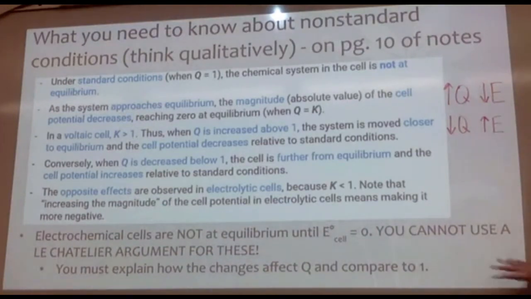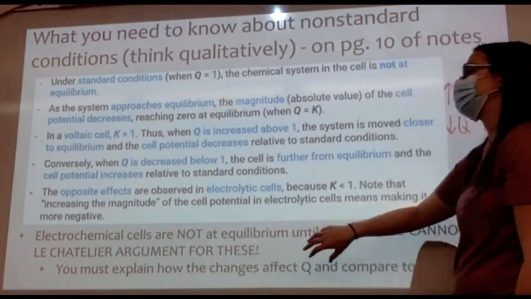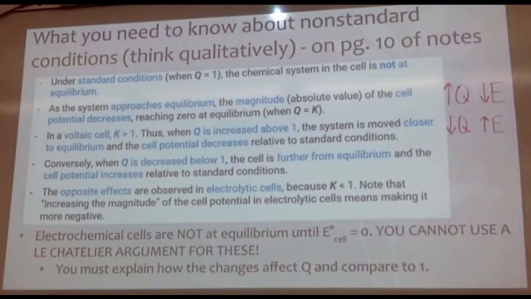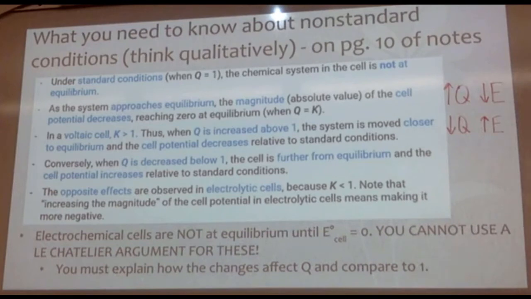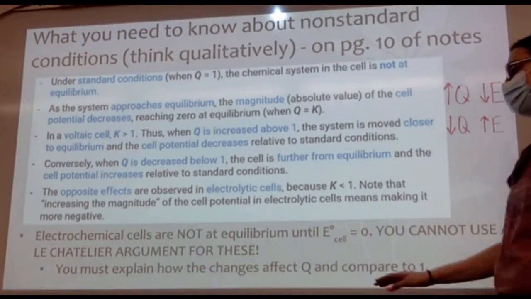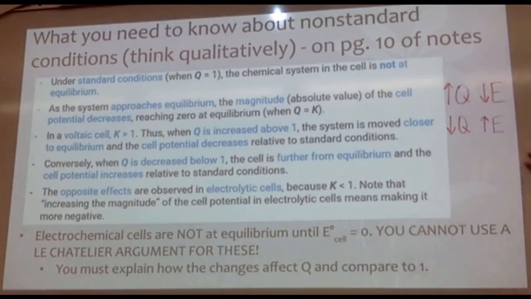Now here's something that is so important, because this is where we see most commonly missed points for questions like this. Electrochemical cells are not at equilibrium until cell potential is 0. So if you're talking about Q, you cannot use Q versus K with, oh, the reaction's going to shift to the left or the reaction's going to shift to the right. You cannot use Le Chatelier's principle when you're looking at Q with a voltaic cell. You are talking about Q and comparing it to 1.